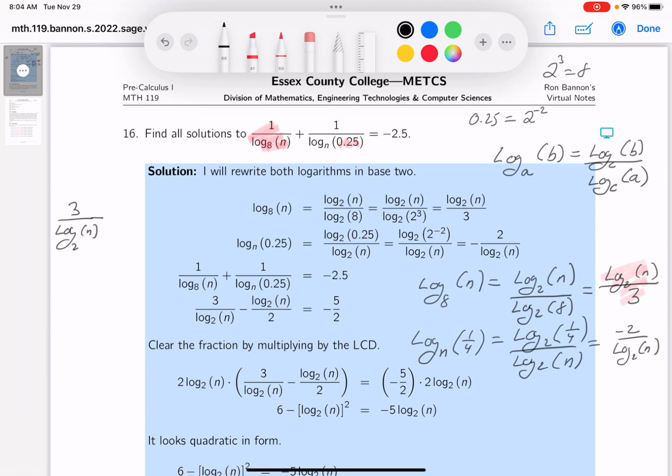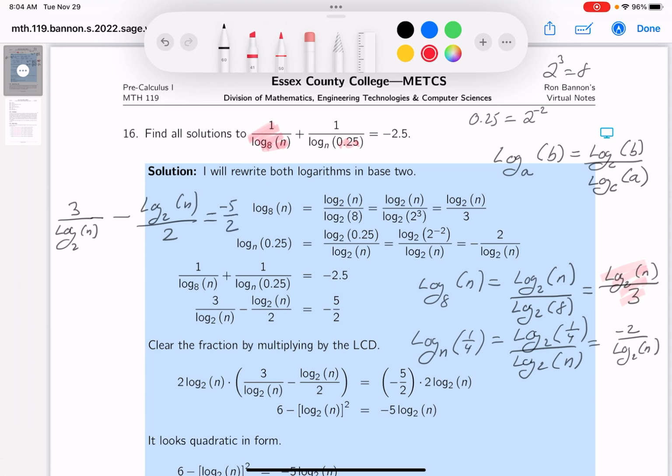What do you do to take a reciprocal of that? And what's the reciprocal of that? Well, let's write it down. It's going to be minus log base 2 of n over 2. And I'm going to write the minus 2.5 as a ratio of integers, and that's going to be minus 5 over 2.